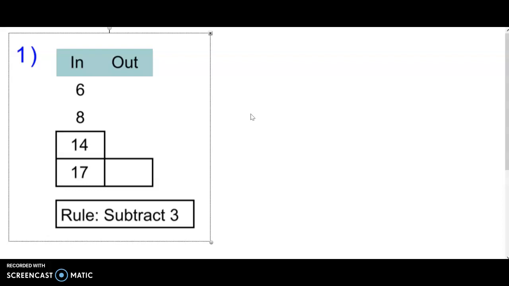And today we're going to talk about in and out boxes. This is a precursor to functions. And we're just basically taking a look at seeing what goes in and what comes out.